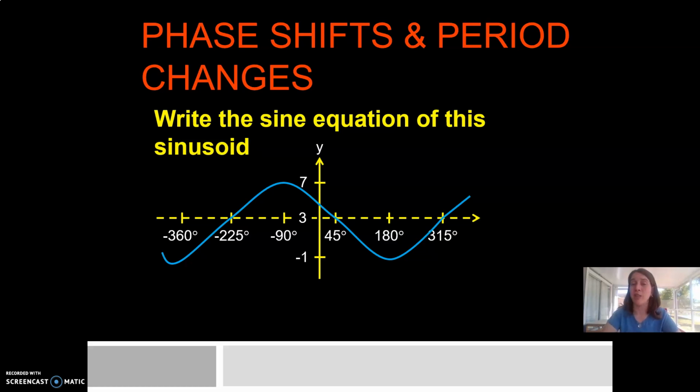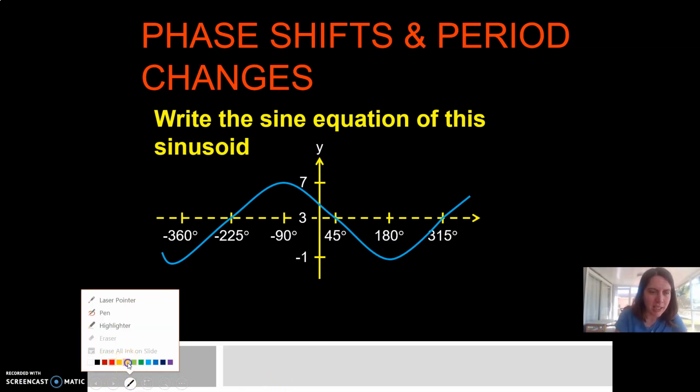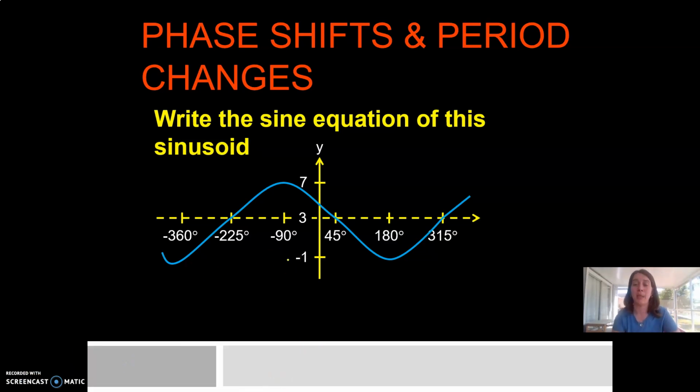Is that the case that I have in this question? It's not. So how do I determine the period on my question? I want to find two sections on my graph. Let me get my pen up here for you guys. I want to find two sections where I see the same thing happening in my picture. It doesn't matter where it is, just two sections right next to each other where the same thing's happening.